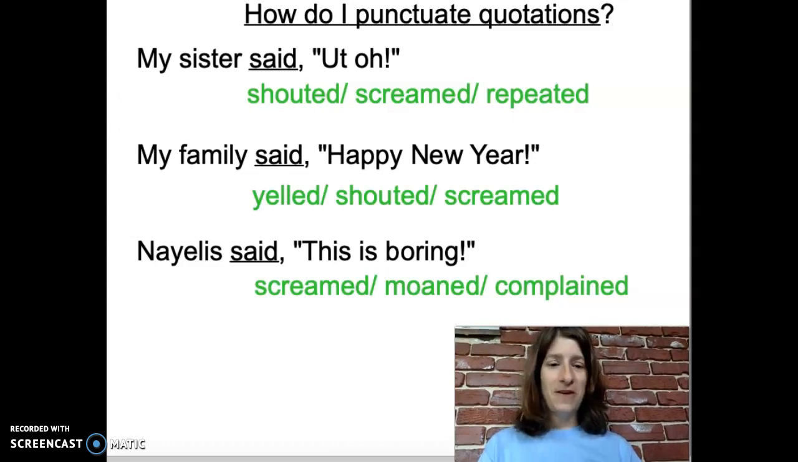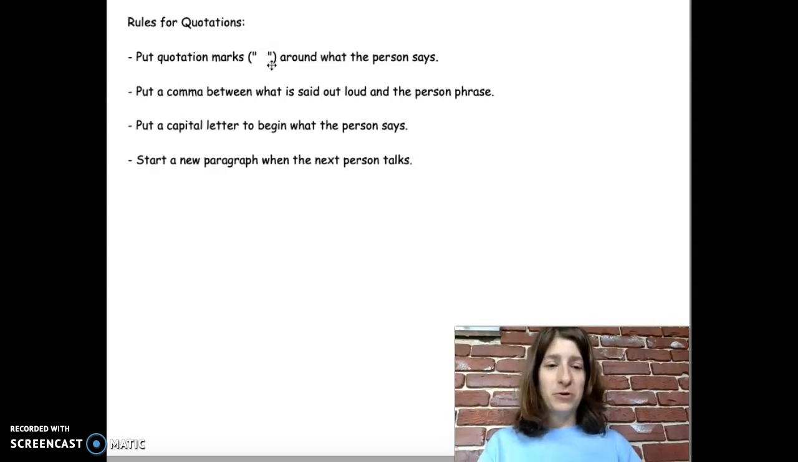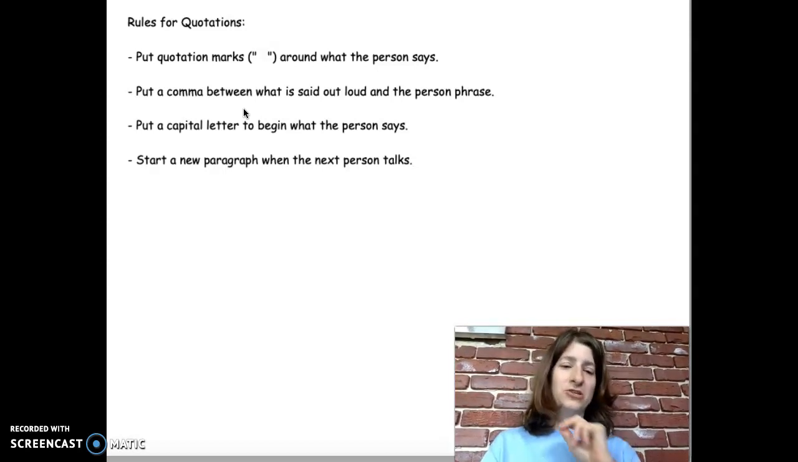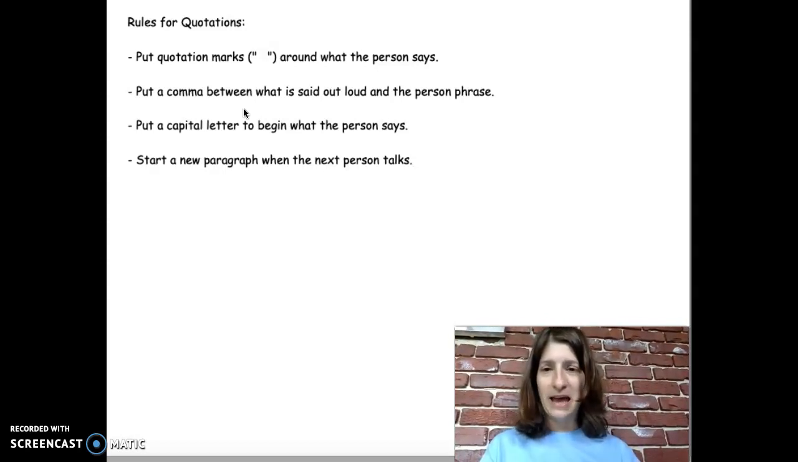Now, you can figure out a couple of the rules for punctuating quotations. That means making sure they have all the right parts so that it makes it easy for people to read them. Let me show you a couple of those rules. First of all, make sure you put those quotation marks around what the person is saying, just the part that comes out of their mouths. You want to put a comma between what they say out loud and the person phrase or the tag phrase. That's like the she said, or John said, or Mr. Smith said. That's the person or the tag phrase.